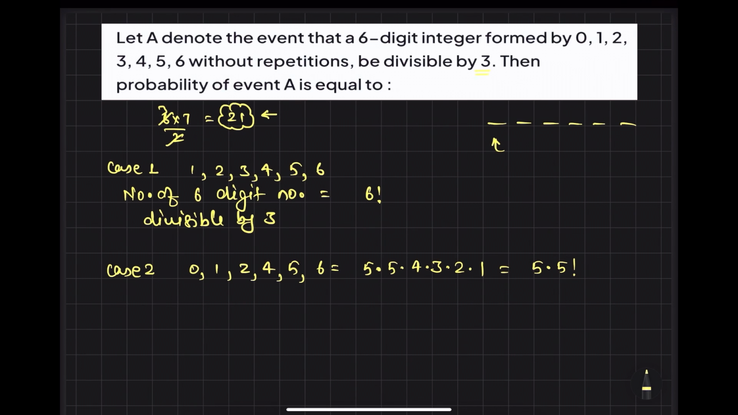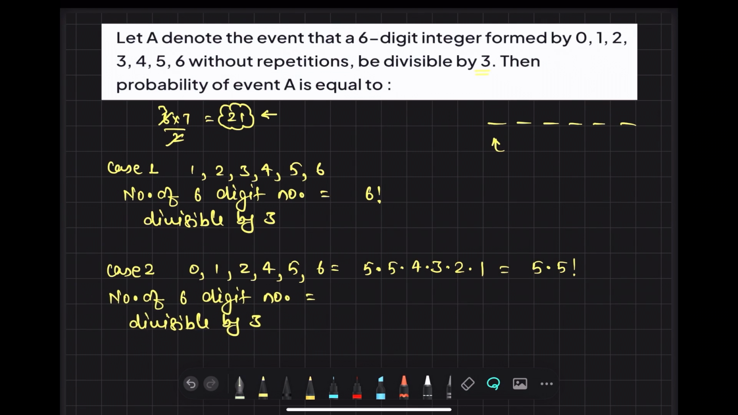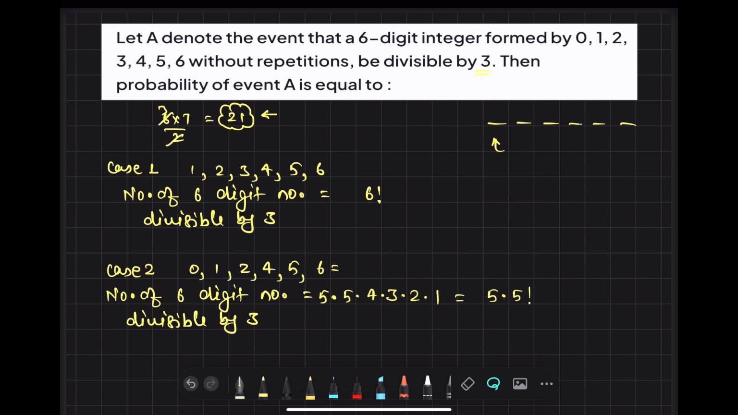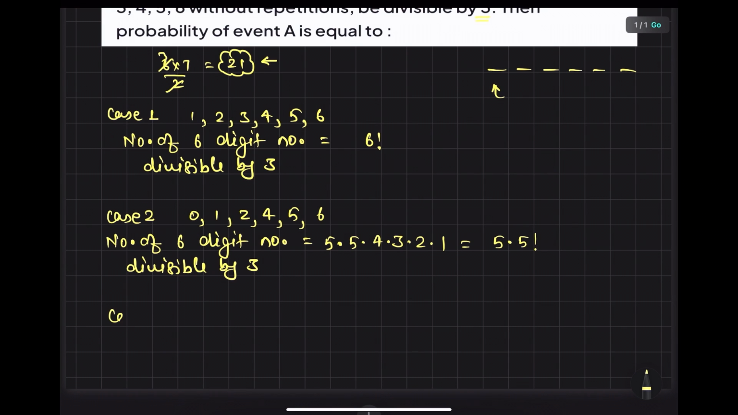Okay, so this is the number of numbers in this case. Now case 3.